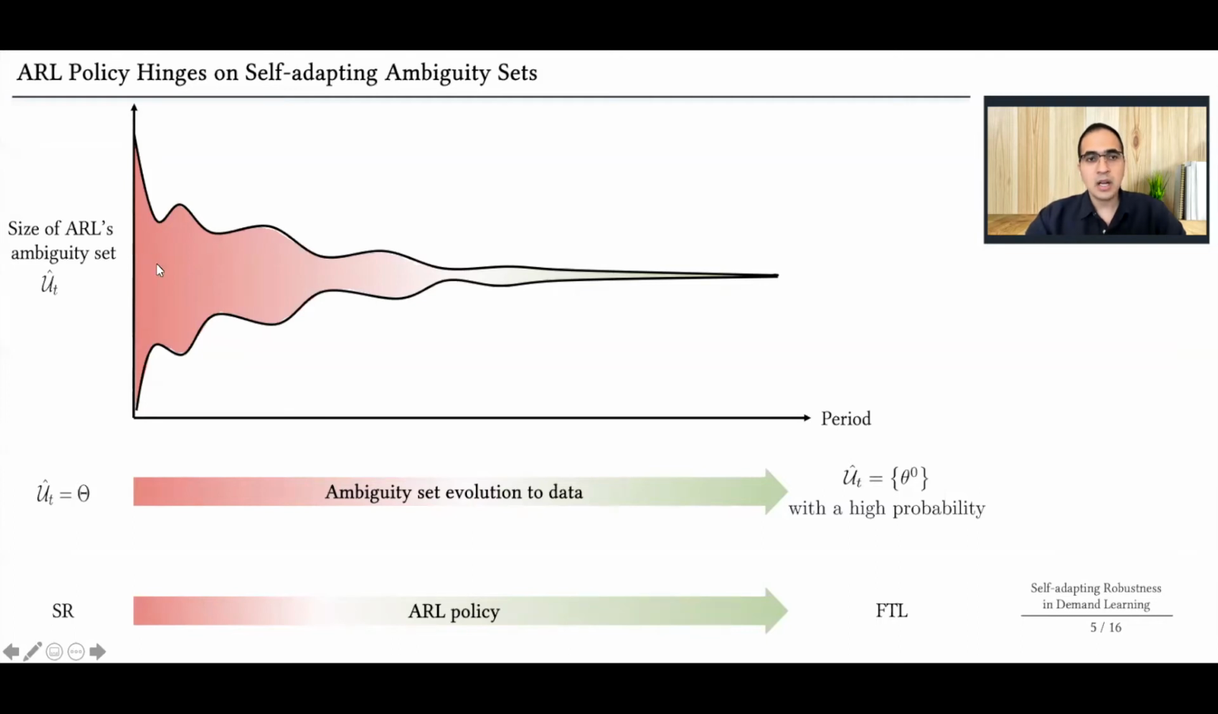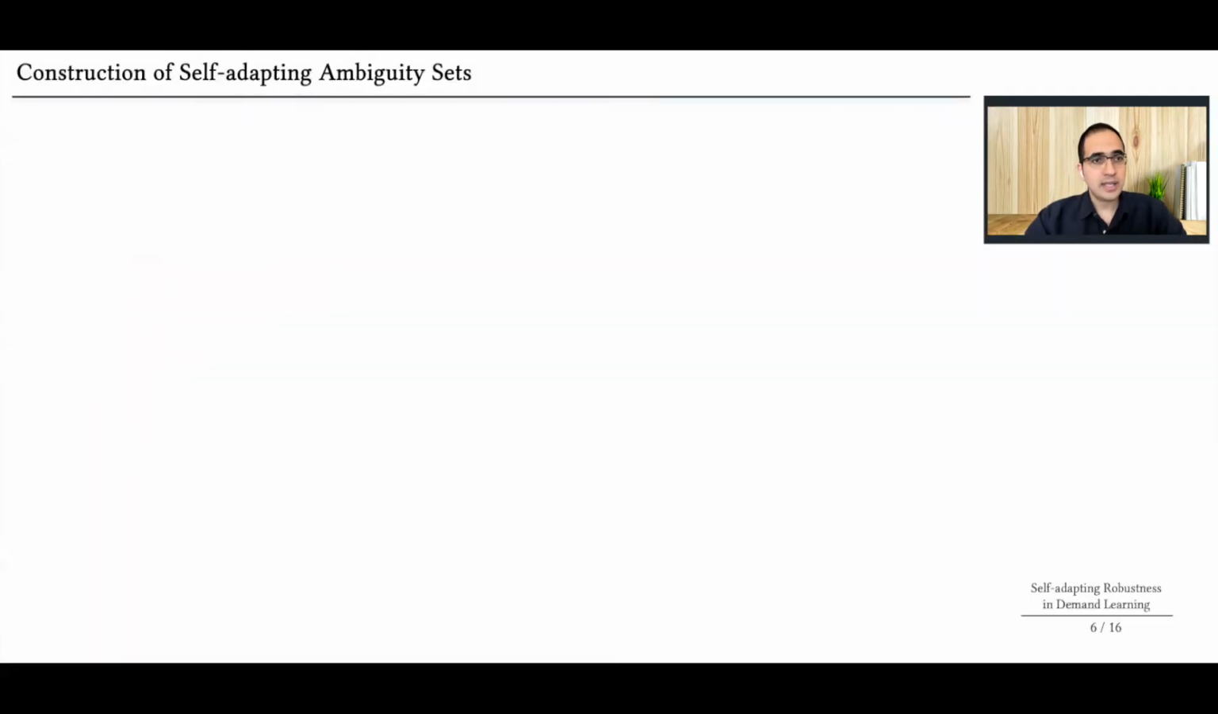This set converges to the singleton theta naught with high probability when the number of data points is sufficiently large. Let's get into the details of how we construct the self-adapting ambiguity sets. We construct the set by considering all demand parameters theta where Kc of theta is less than some data-driven threshold. And we also add the minimizer of Kc to this set.